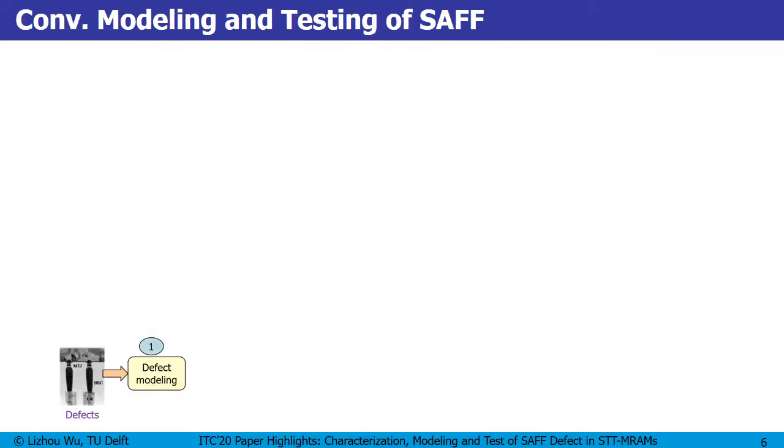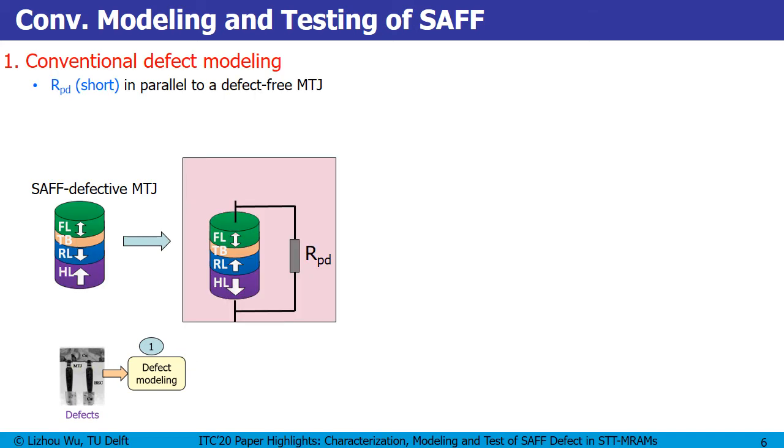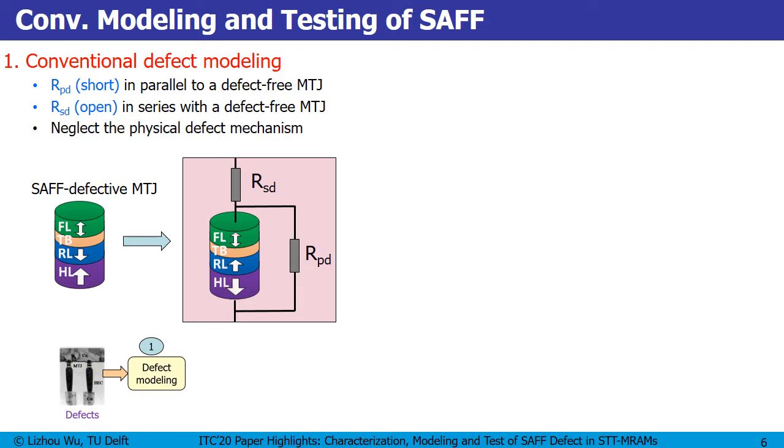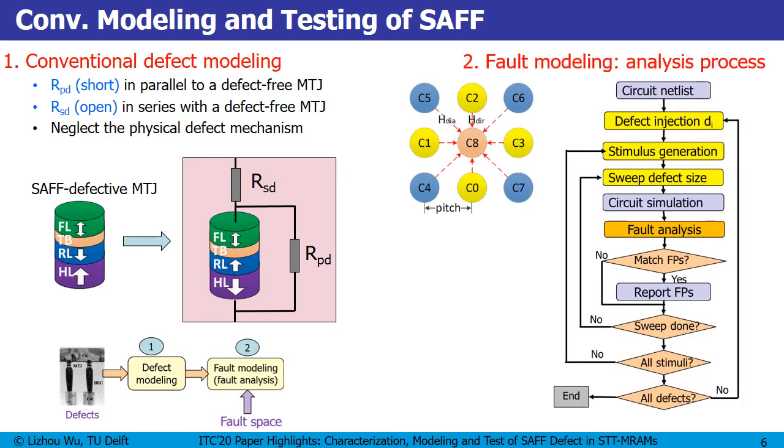Now we can do defect modeling. Using a conventional approach, we can just add a resistive bridge in parallel with a defect-free MTJ. We can also add a resistive open in series with the defect-free MTJ. In both cases, we actually neglect the physical defect mechanism. Next, we do fault modeling.